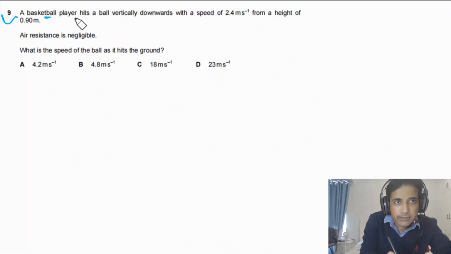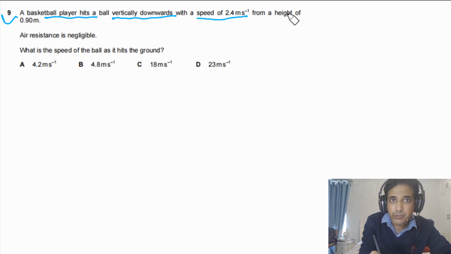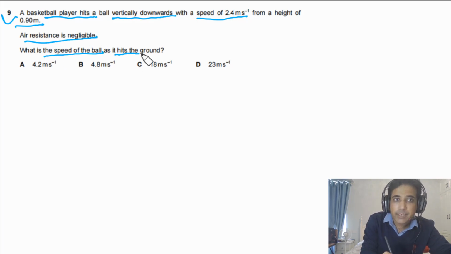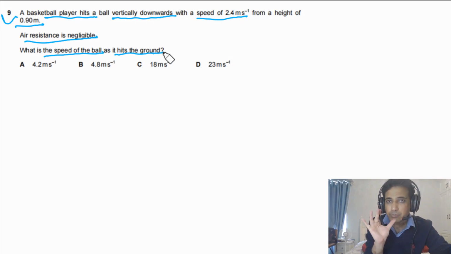Question 9 says a basketball player hits a ball vertically downwards with a speed of 2.4 meters per second from a height of 0.90 meters. Air resistance is negligible. What is the speed of the ball as it hits the ground? Little bit tricky but quite straightforward question.